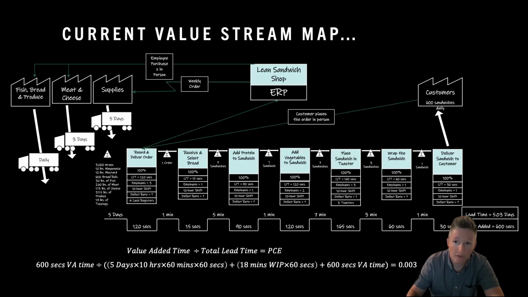Here is a high-level value stream map of the current process, showing our suppliers and how often we are receiving supplies: daily supplies every 5 days, meat and cheese every 3 days, fish, bread and produce daily. The current process has a lead time of 5 days with a value add of 600 seconds.